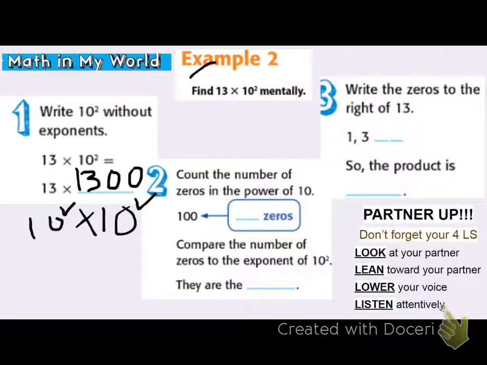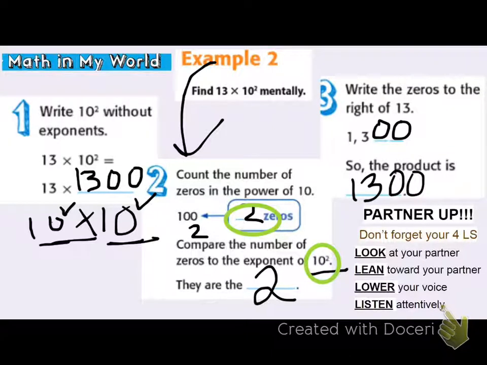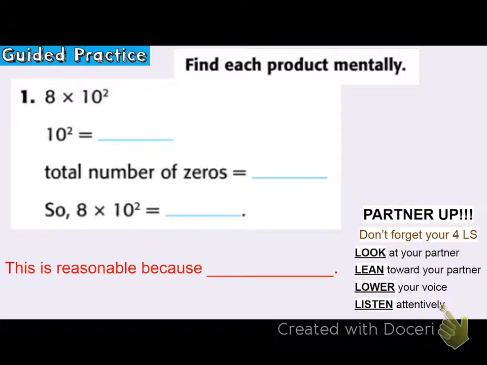Step 2, or example part 2, count the number of zeros in the power of 10. Well, as we saw here, there's 2 zeros. So I counted and there's 2 of them. Compare the number of zeros to the exponent. Oh, wow, look, there's a 2 as an exponent and there's 2 zeros. So it's a pattern. Write the zeros to the right of 13. Well, I know the answer is 1,300, or 2 zeros in my pattern. So the product, or the answer to the multiplication problem, is 1,300. And that's definitely reasonable.